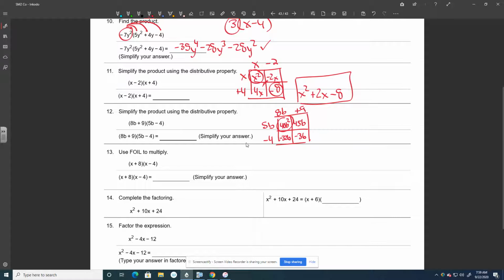So I start up here, 40b squared, and I end with this one, minus 36. And in the middle are these two. 45b's minus 32b's leaves me with 13b's.